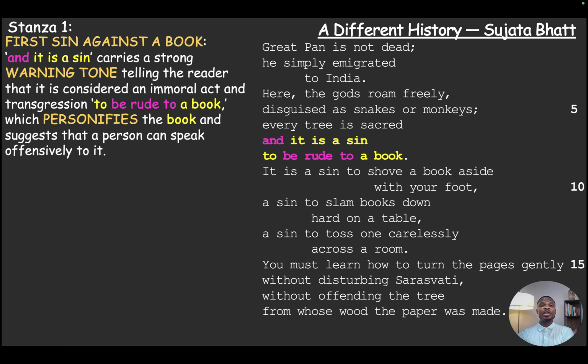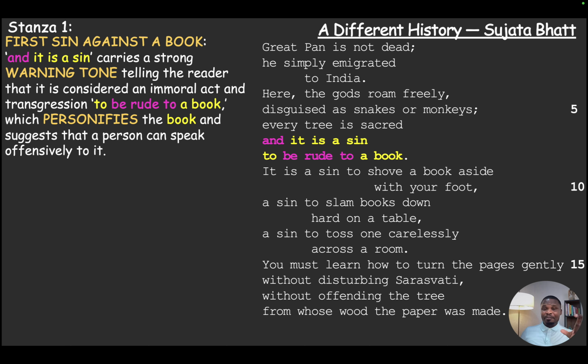The speaker now begins to list multiple things that are a sin, or can be considered a sin, against the book. And it's a sin that carries a warning tone, right? It tells the reader that it is considered an immoral act or a transgression against the gods. It's an immoral act. It's a warning. It's a sin.